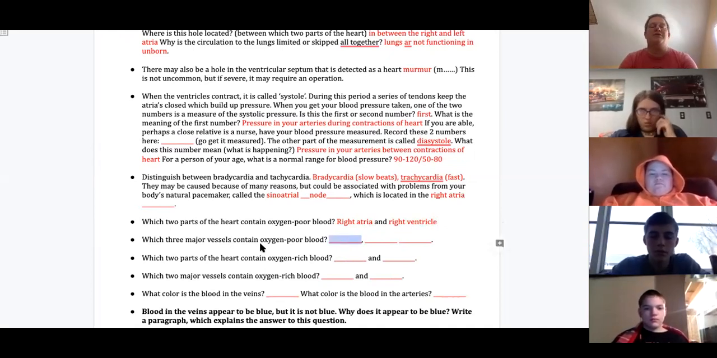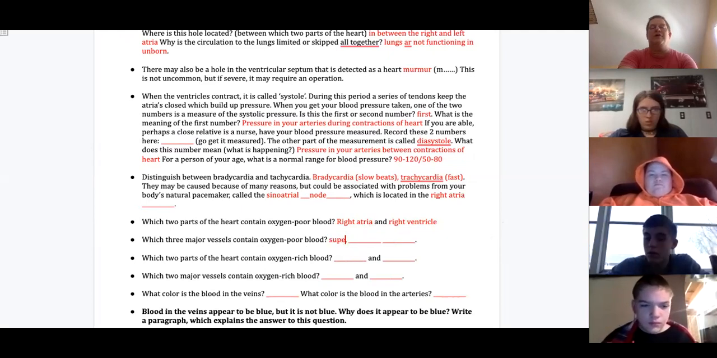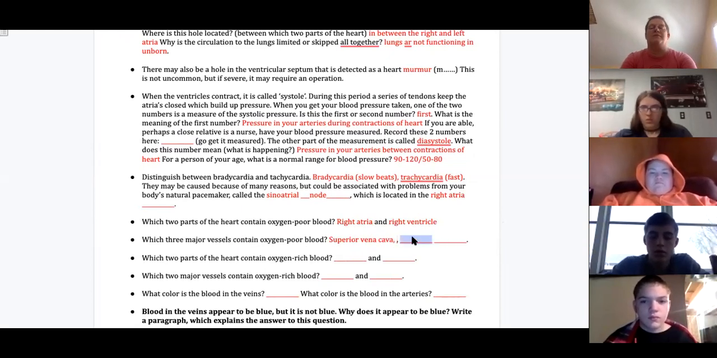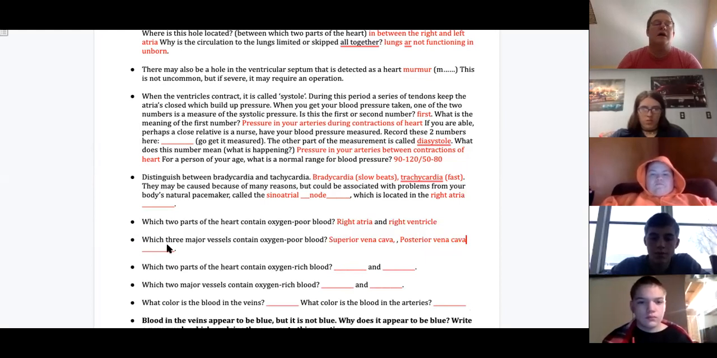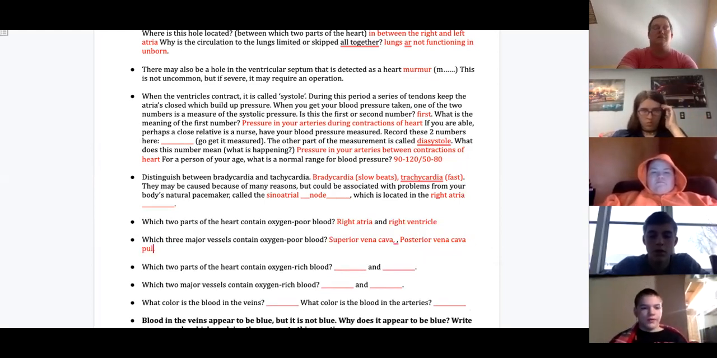Three major vessels containing oxygen-poor blood. Superior vena cava, yep, that's one of them. Another one is the inferior vena cava. And the last one is going to the lungs. So it's the pulmonary veins. But going to the lungs, oh, the pulmonary artery. Right.